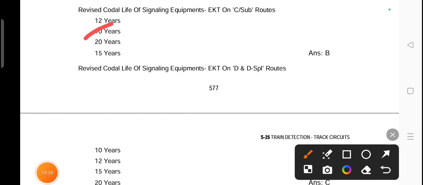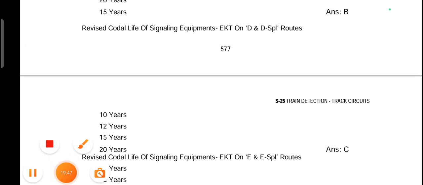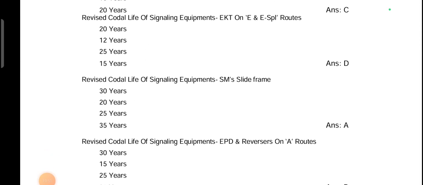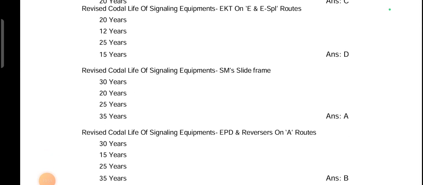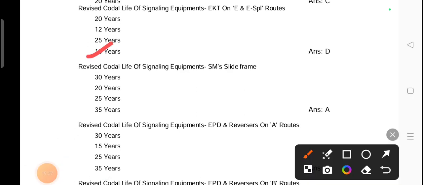10 years. Next, revised total life of signaling equipment, EKT on D and D special routes, 12 years. No, 15 years. Next, revised total life of signaling equipments, EKT on E and E special routes, 15 years. Revised total life of signaling equipment SM slide frame, 30 years.